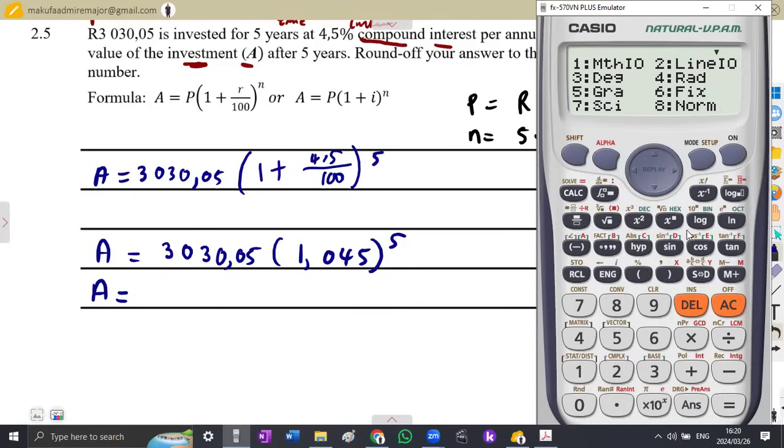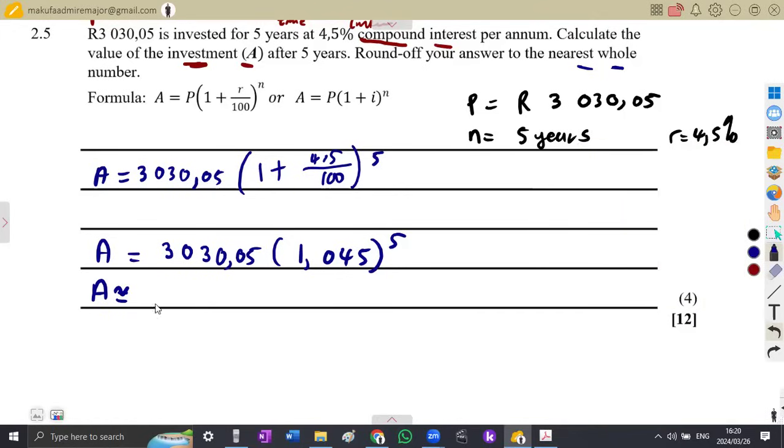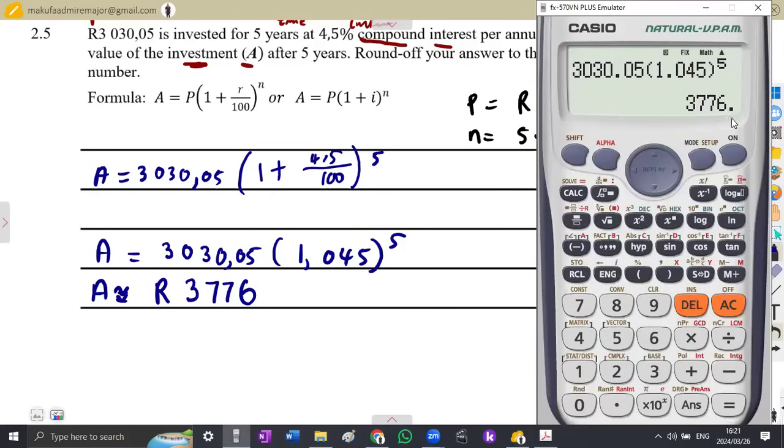Shift, set up. You go to the fix there, to one decimal place you press 1, two decimal places. We do not need a decimal place. We want 0 decimal places, that's to the nearest whole number. You press 0, so it's going to give us 3,776.00. So you can fix your calculator to the nearest whole number. This is just an approximation in actual sense, so it's going to approximate to 3,776 rand. So that is what you're going to have.